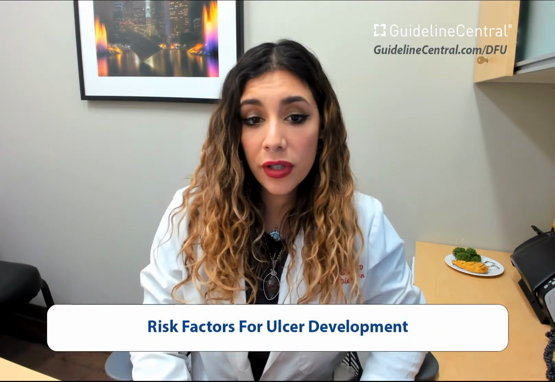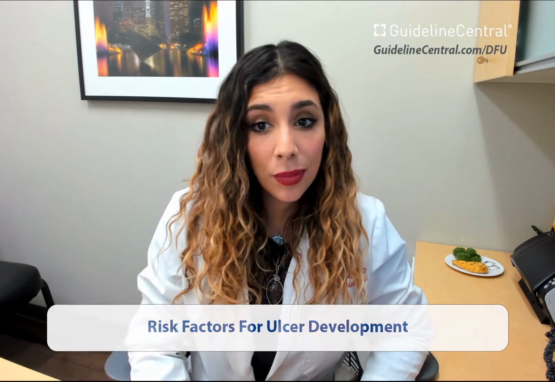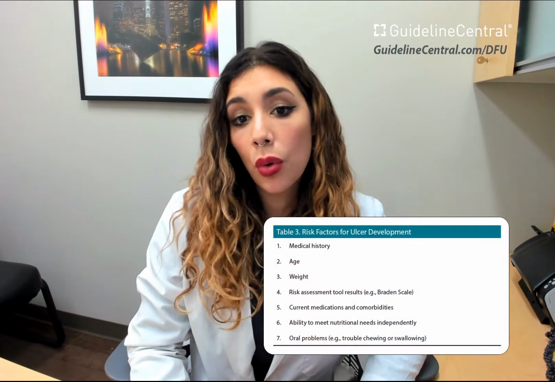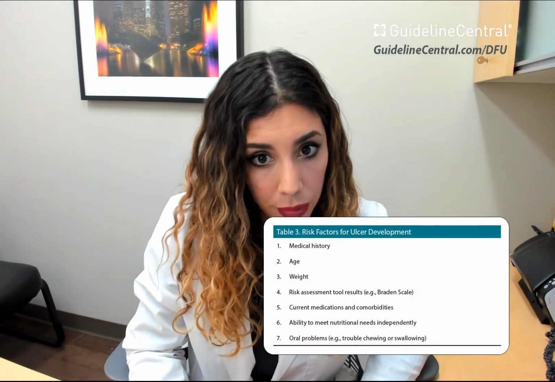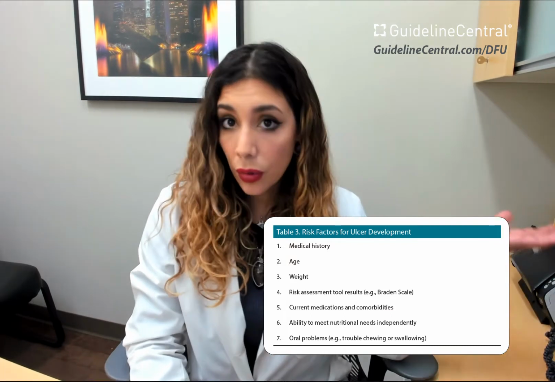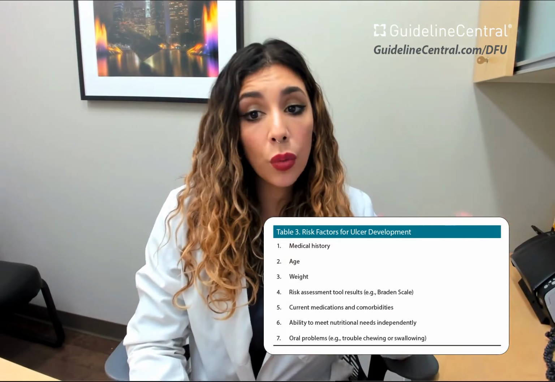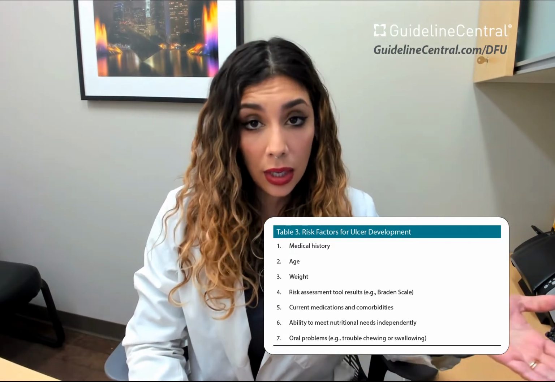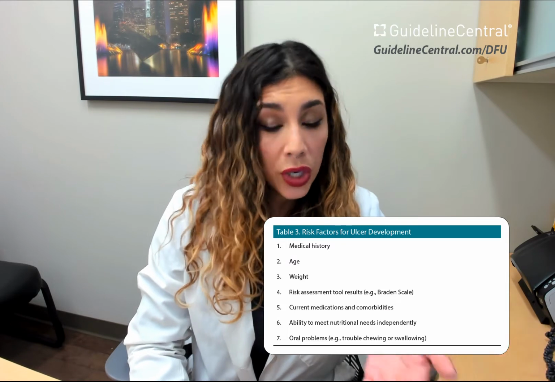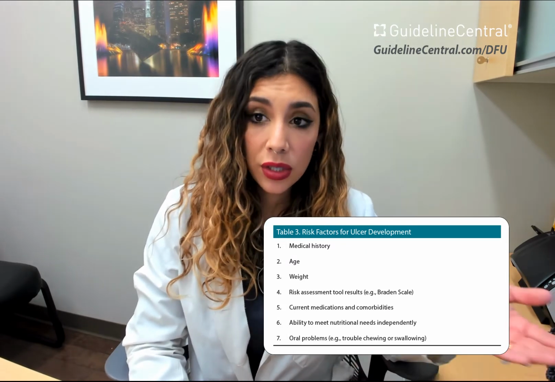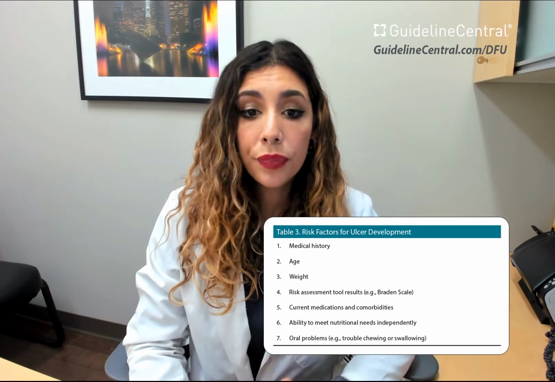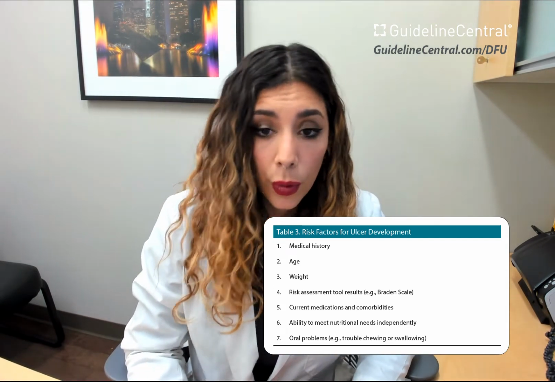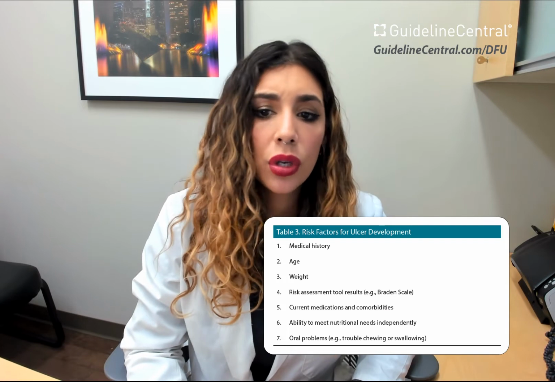Risk factors for ulcer development. During the screening and assessment process, you should be aware of the most significant risk factors for DFU development, which will be medical history, including any previous chronic wounds; age, the greater the age, the greater the risk factor; weight, the greater the weight, the greater the risk factor as well; validated assessment tools such as the MNA, which we've spoken about, which is very useful in outpatient settings, again, depending on the time allotted; medications and comorbidities, reviewing all of that; and ability to meet nutrition needs independently.